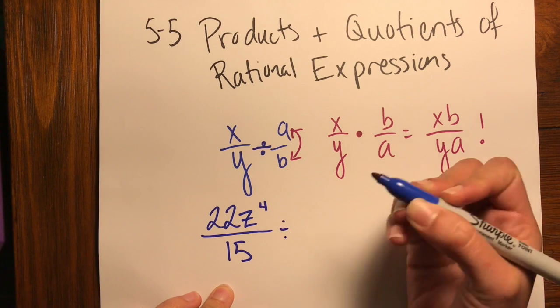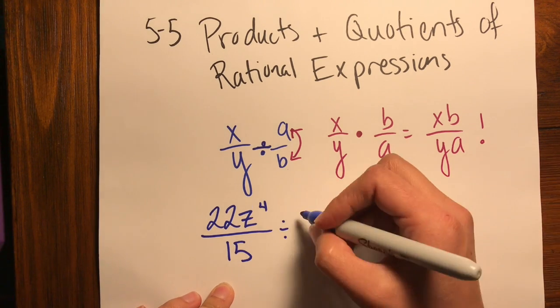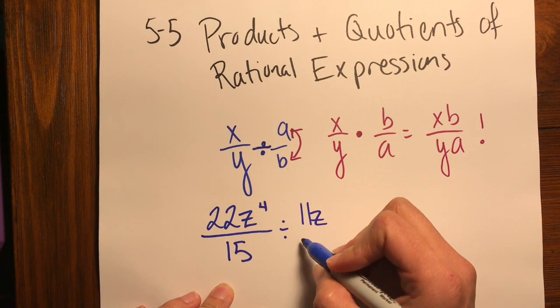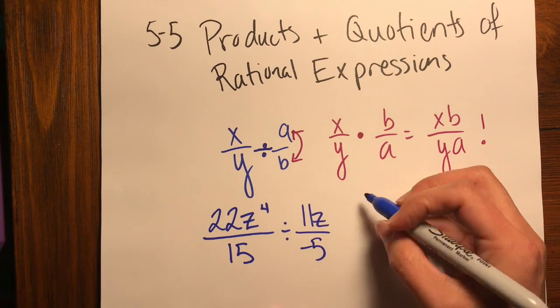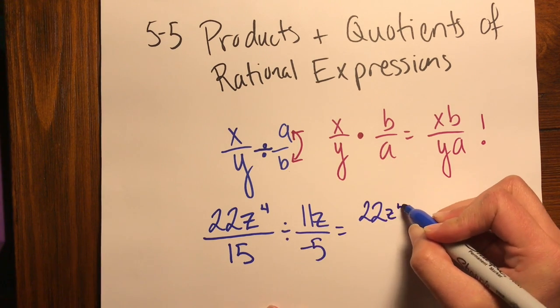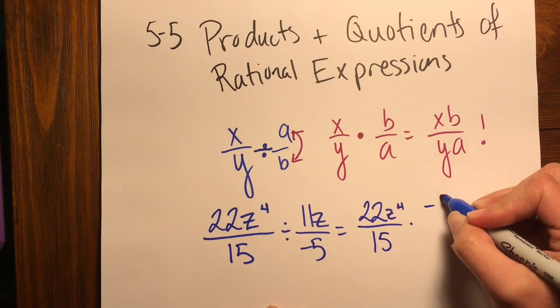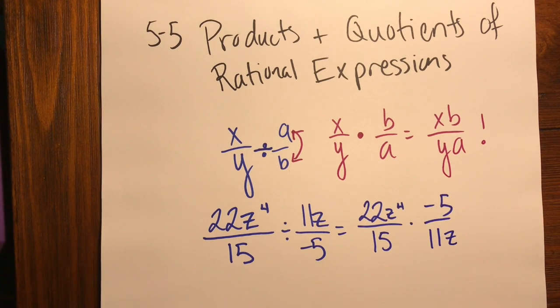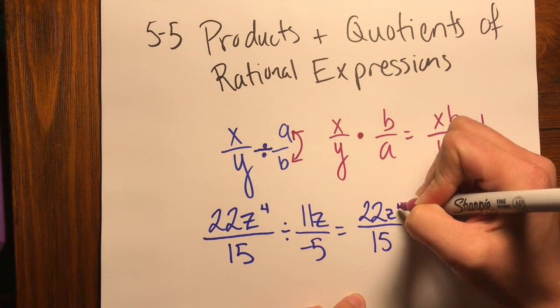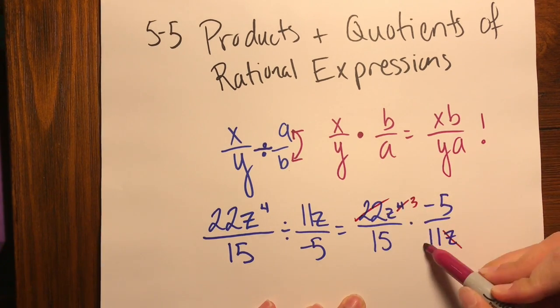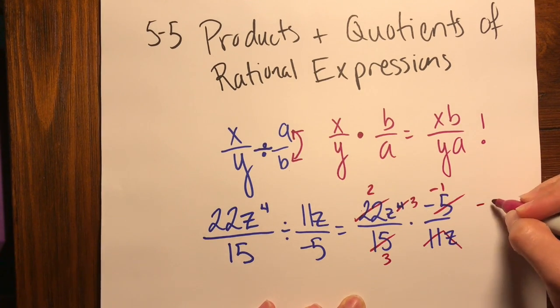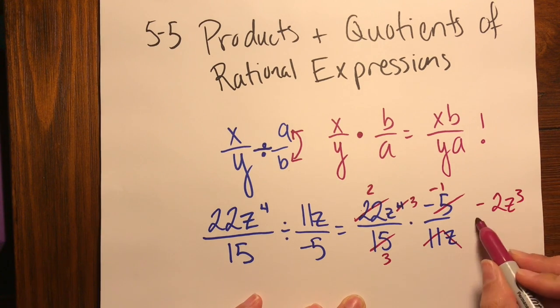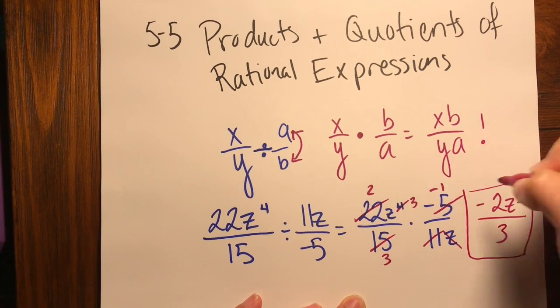First we would have 22z to the fourth power over 15 divided by 11z over negative 5. Obviously we know we should flip this fraction, because there's a division sign there. So I'm going to flip the fraction after the division sign, and I end up with times negative 5 over 11z. Then I realize there's lots of handy things I can cancel here. I can cancel out a z, so I'm left with z cubed. I can cancel out 22 and 11, so I'm left with 2 on the top, and then 15 and 5 also cancel to be left with 3 on the bottom and negative 1 on the top. And then finally, my solution is negative 2z cubed over 3.